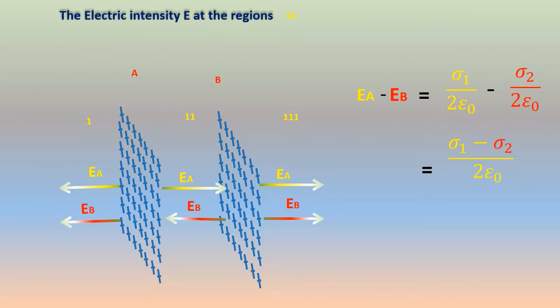The electric intensity E at the region 2. Here, the electric fields are in the opposite directions. EA is in the positive direction and EB is in the negative direction. So we have to find the electric field intensity at that region. It is EA minus EB is equal to sigma 1 by 2 epsilon 0 minus sigma 2 divided by 2 epsilon 0. That is equal to sigma 1 minus sigma 2 by 2 epsilon 0.